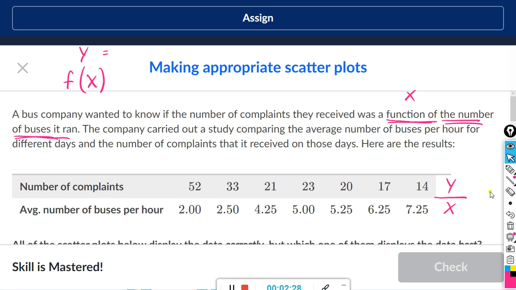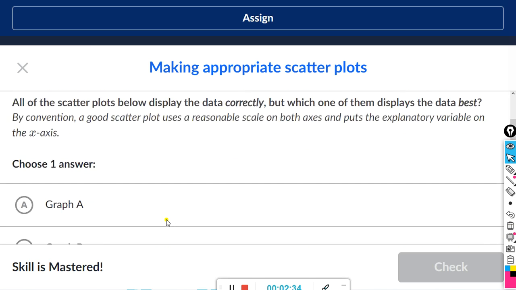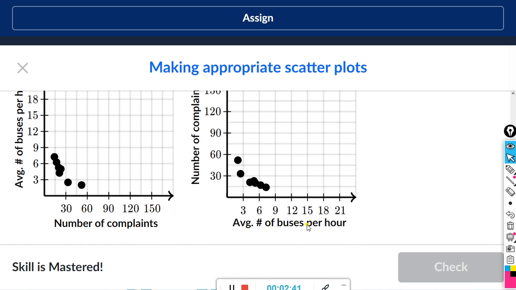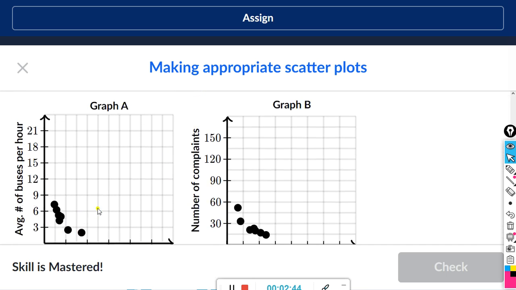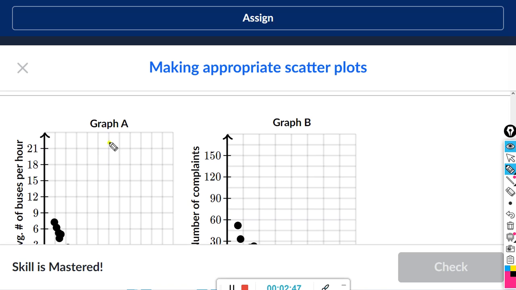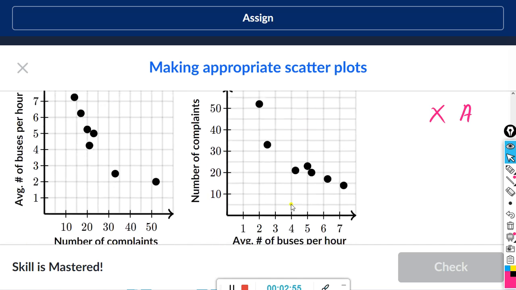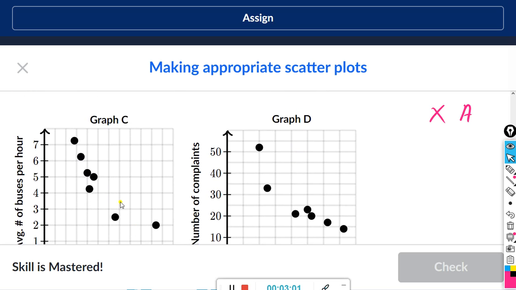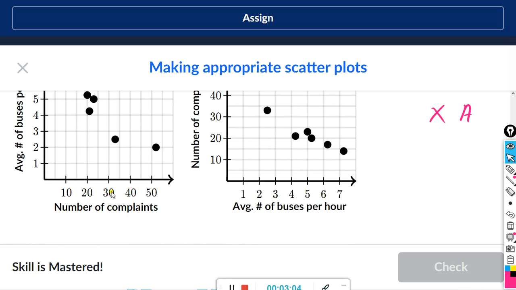Let's take a look here. We want the one where X is the average number of buses: A, B, C, or D. So X needs to be the average number of buses. It's definitely not graph A. Possibly B. And we want X to be average number of buses, so it's definitely not going to be C, because the x-axis on C is number of complaints. So I'm eliminating A and C.